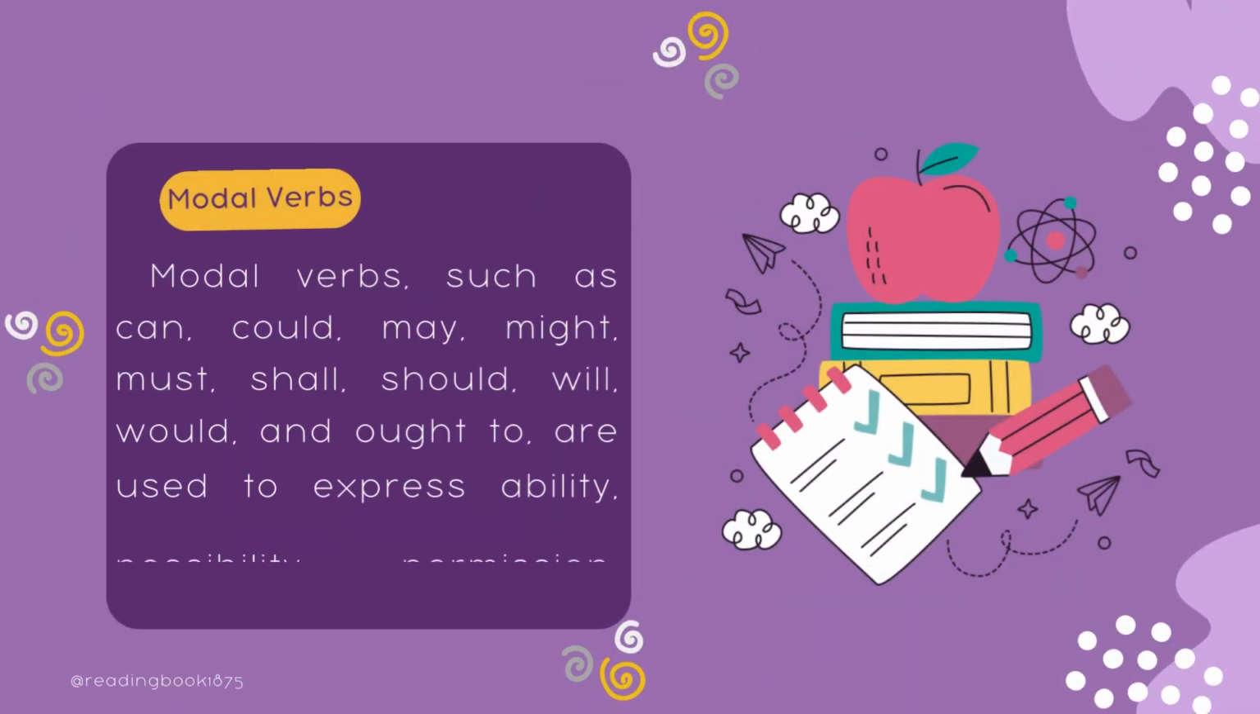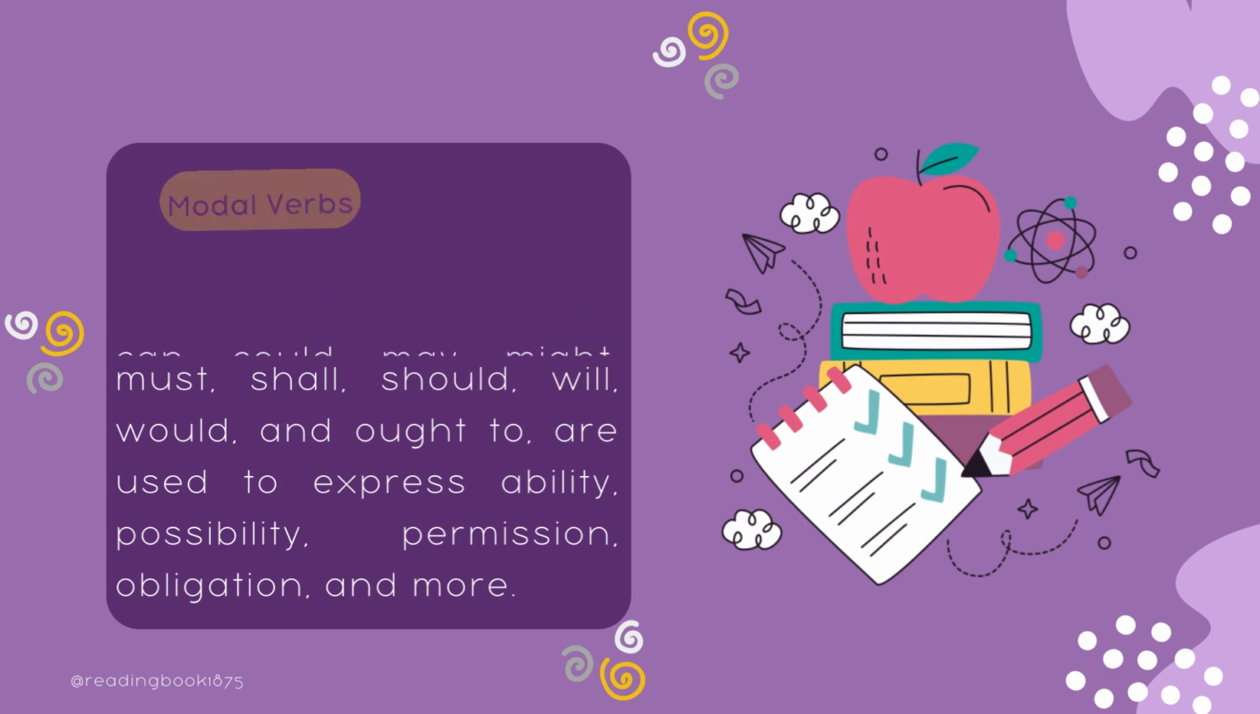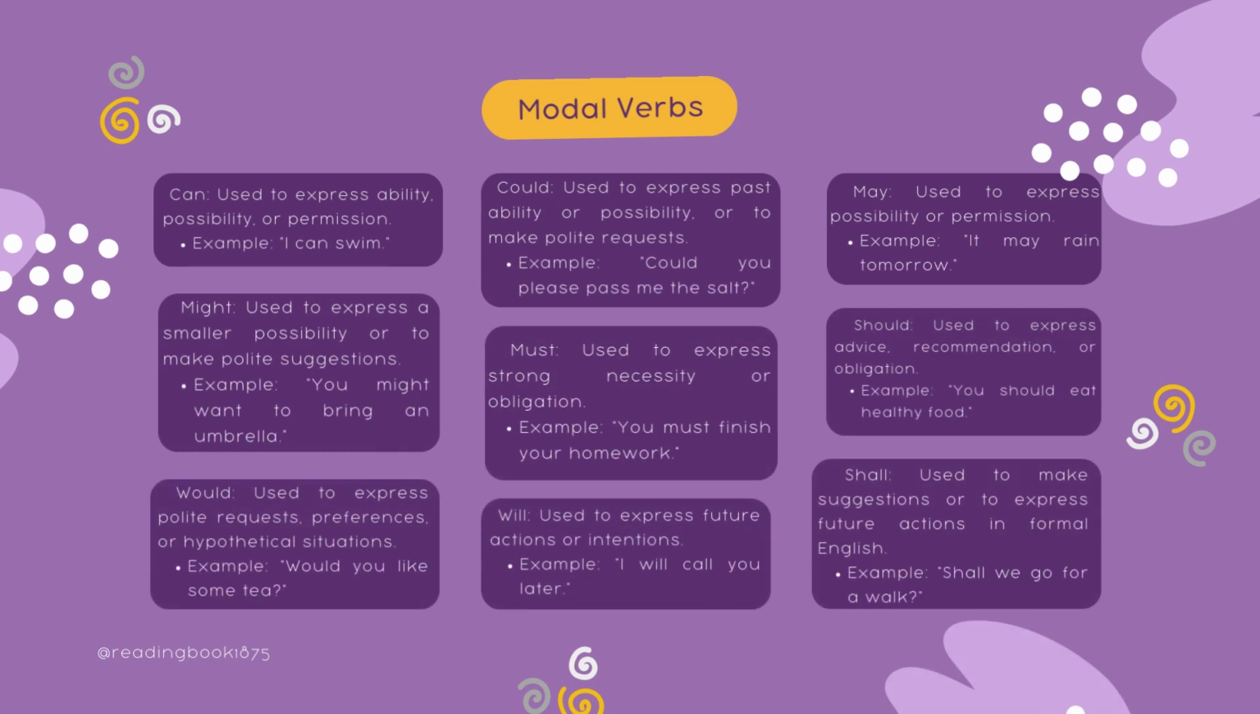Modal verbs. Modal verbs such as can, could, may, might, must, shall, should, will, would, and ought to are used to express ability, possibility, permission, obligation, and more. Modal verbs. 1. Can. Used to express ability, possibility, or permission. Example: I can swim. 2. Could. Used to express past ability or possibility, or to make polite requests. Example: Could you please pass me the salt?